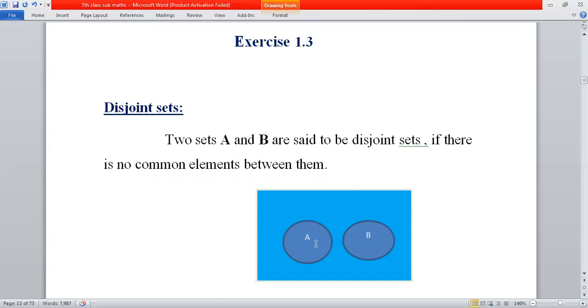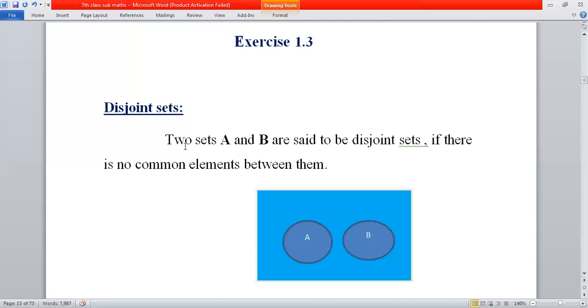If you look at this diagram, before going to the definition, you can see that this is set A and this one is set B. If you have two sets like these, A and B, and there is no common element in both sets, then we say that A and B are disjoint. We draw disjoint sets diagrammatically separately, set A and set B, because there is nothing common between them.